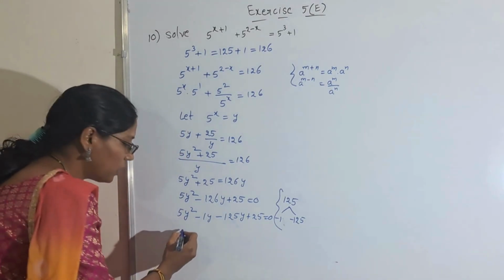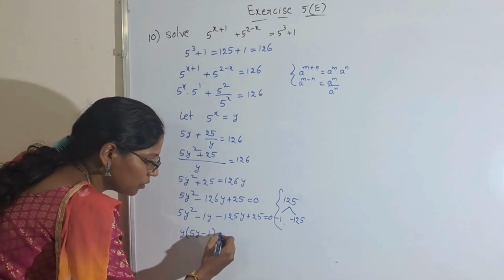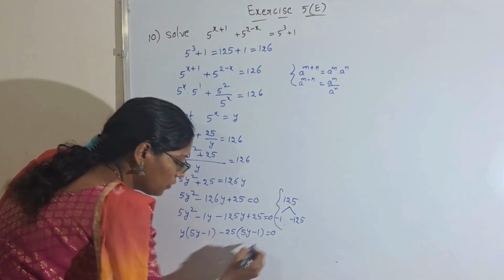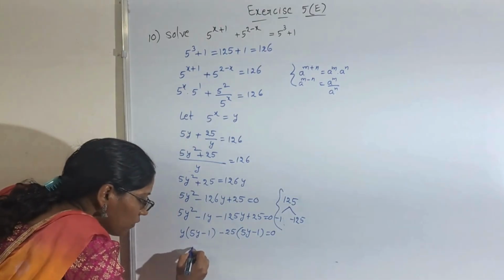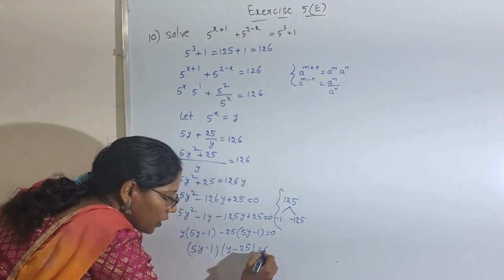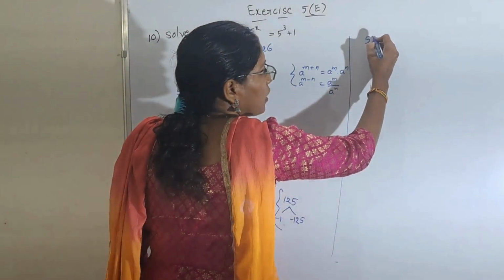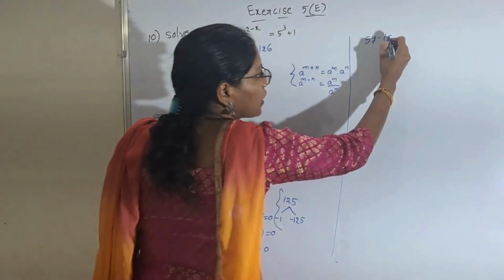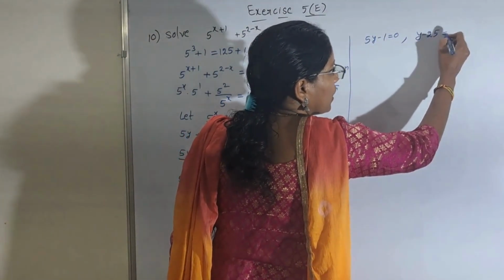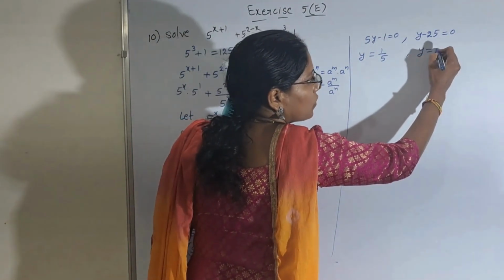First two terms, what is the common? Y is the common, 5y minus 1. Next two terms, minus 25 is the common. Remaining here 5y minus 1 equal to 0. Here 5y minus 1 is the common. Here y minus 25 is equal to 0. Here 5y minus 1 equal to 0, y minus 25 equal to 0. Here y is equal to 1 by 5. Here y is equal to 25.